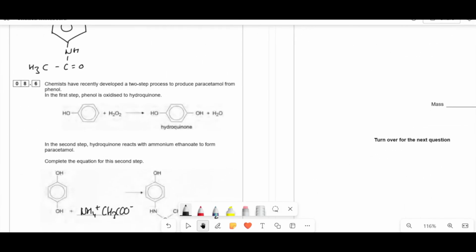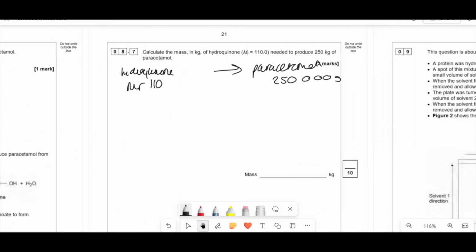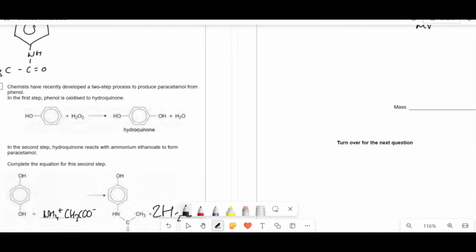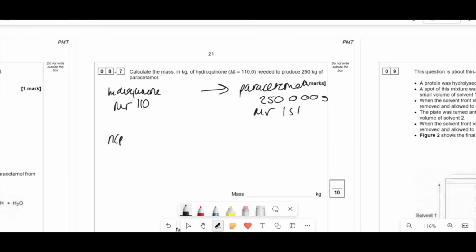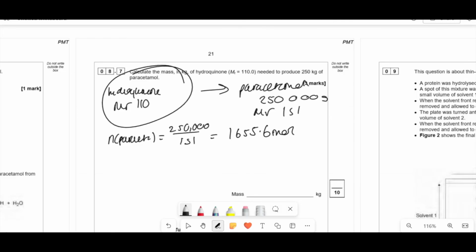Now we can work out the MR of paracetamol, which, if we just add all of the atoms up in there, I'll just do it now, you end up getting 151, right? So we know they're in a 1-to-1 ratio. So in that case, the moles of the paracetamol is going to be 250,000 divided by 151, which is 1655.6 moles. Therefore, they work in a 1-to-1 ratio, so you would need this many moles of that too. So the moles of the hydroquinone is also going to be 1655.6, right?